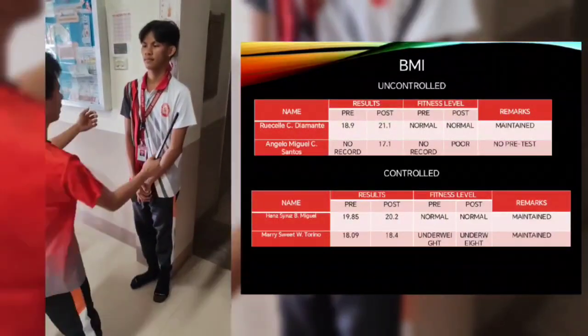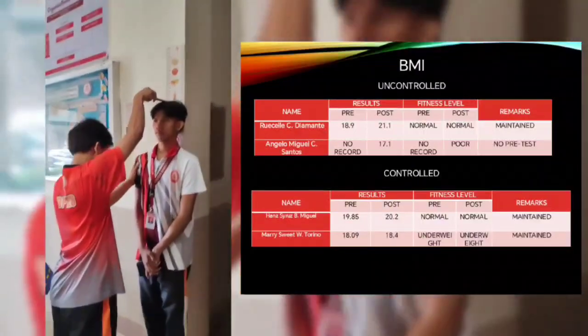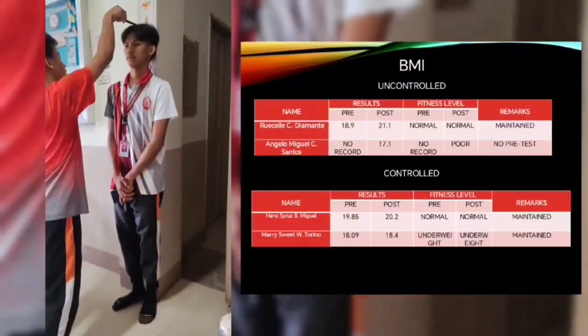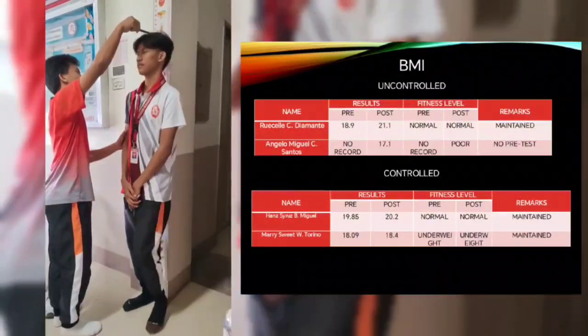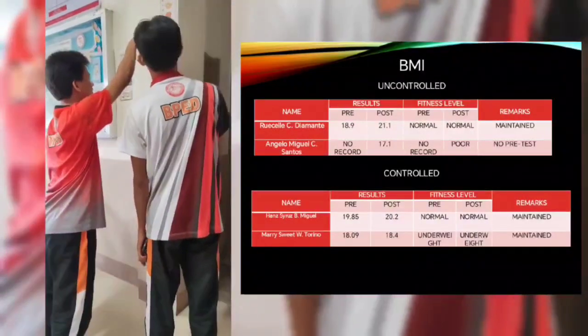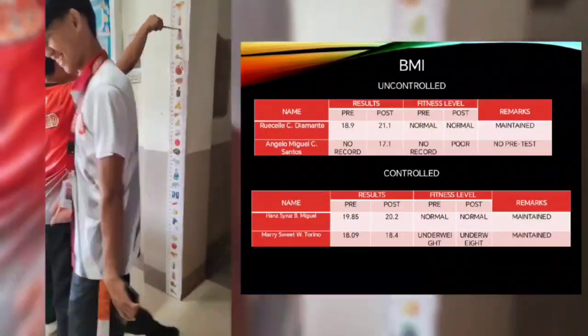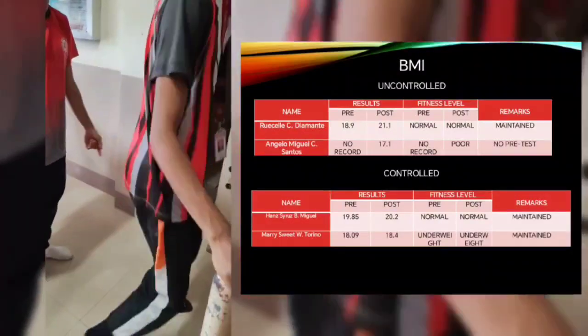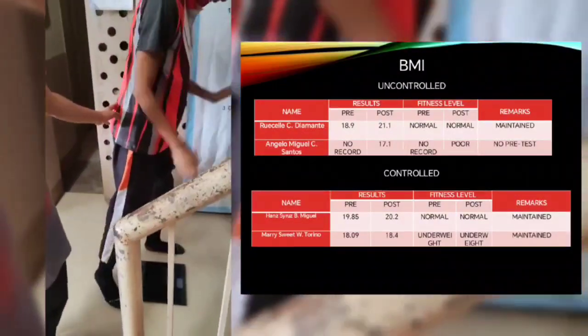Move on to Angelo Miguel Santos. For his pre-test, he has no record for his BMI. But for post-test, he achieved a 17.1 post-test result, which makes his fitness level poor. As usual, his remarks is no pre-test.